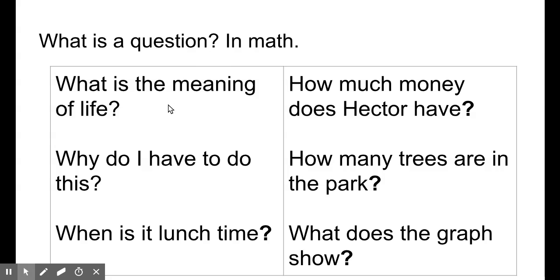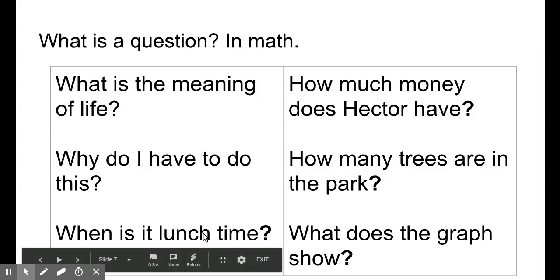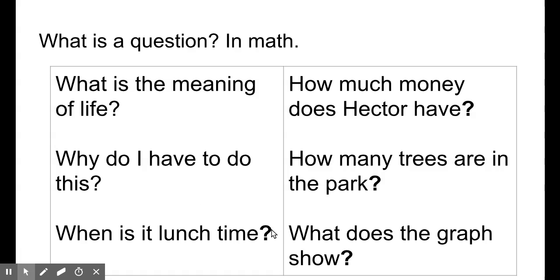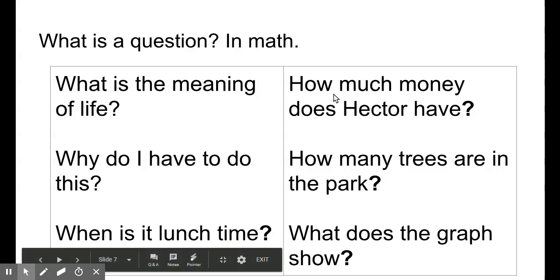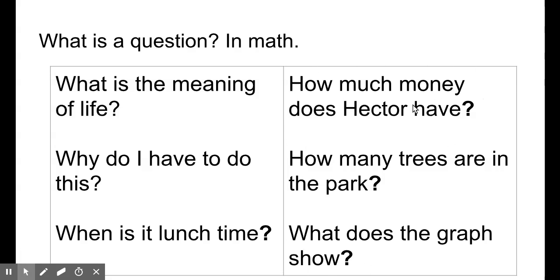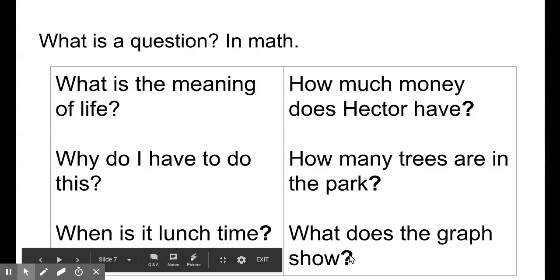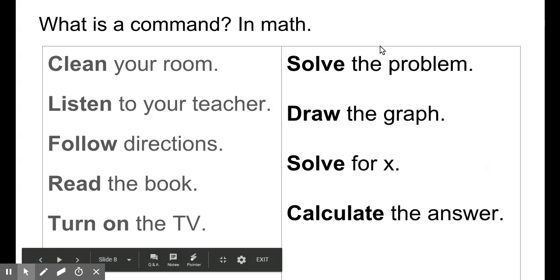Here are a few examples, like, what's the meaning of life? Why do I have to do this? Because we tell you to. When is it lunchtime? Which are things that you guys all think about, right? But notice they each end with a question mark. Now, on the right column, here are some questions that you would most likely see in math. How much money does Hector have? How many trees are in the park? And what does the graph show? Those are the easiest things to find in a word problem, the questions.